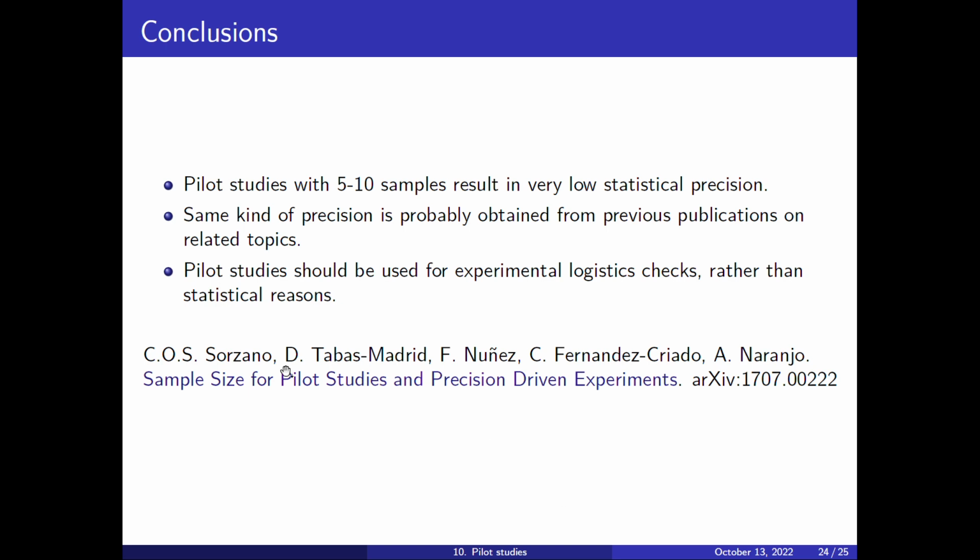And if you are interested in this topic, you may look at this article where we have tables given the precision that you want, and there is an online web calculator associated to this article, so you can calculate your sample size for your pilot study. And this would be all.